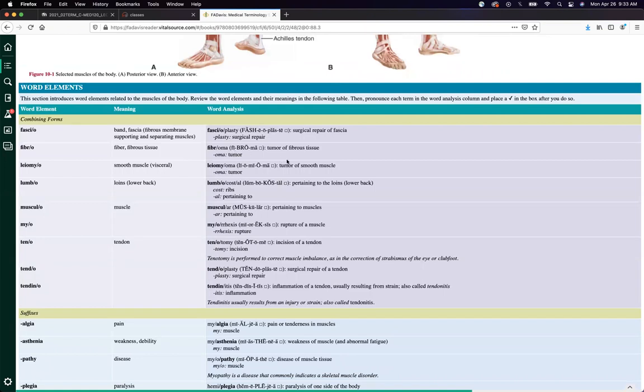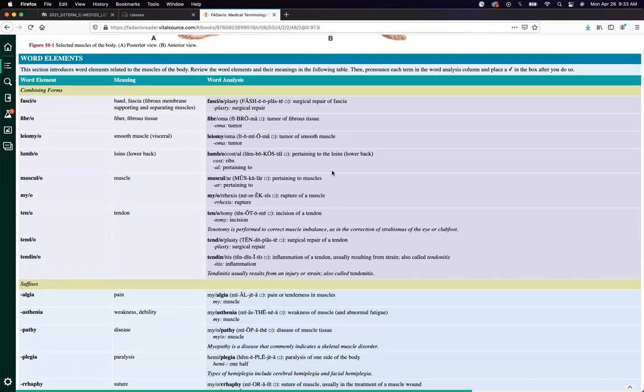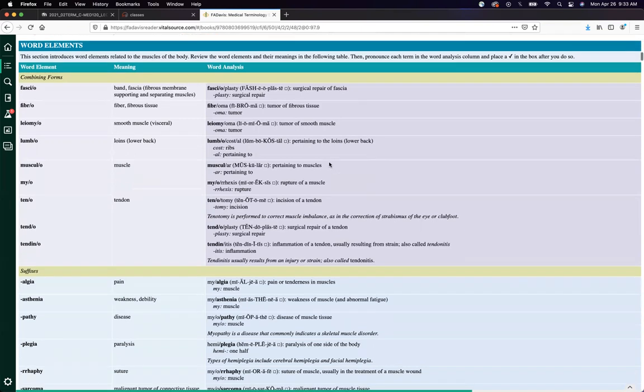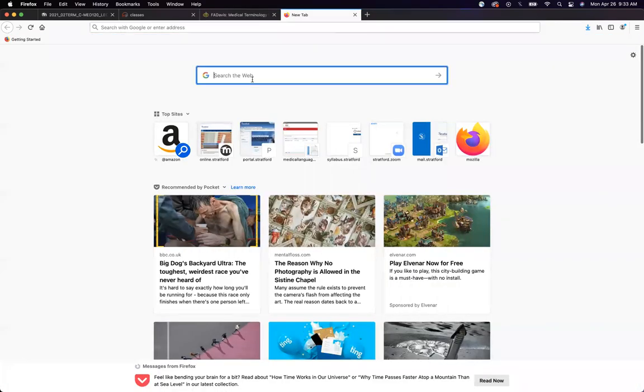Fibroma, a tumor of fibrous tissue, could be cancerous, could not be cancerous. We don't know yet. We have to do a biopsy. But typically, fibromas are relatively benign, but when they grow out of control, we have to deal with it. Leiomyoma, you have smooth muscle and you have striated muscle. The smooth muscle, let me show you a picture.